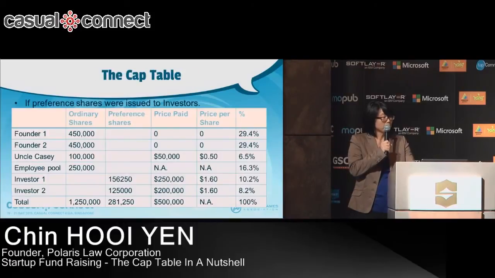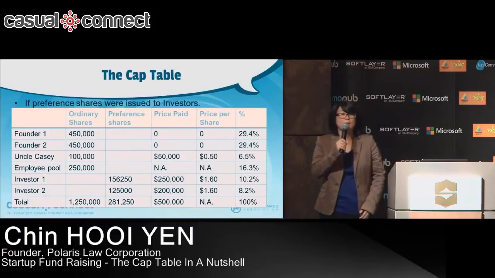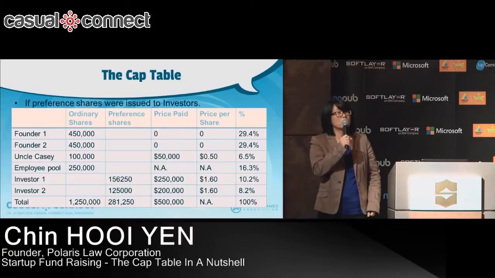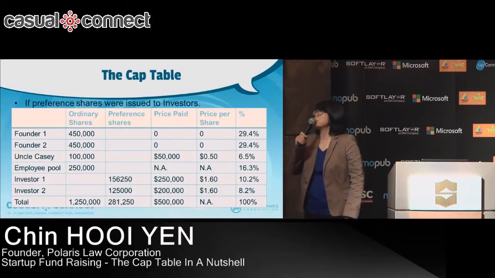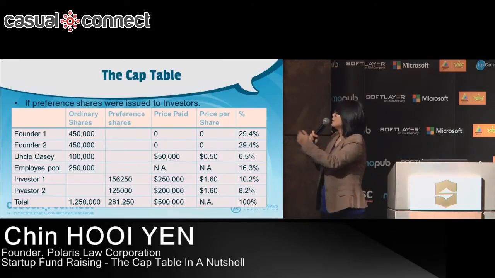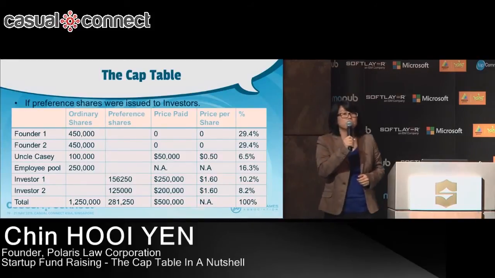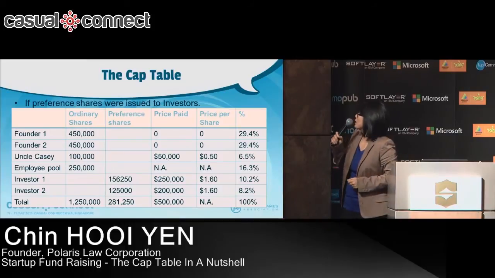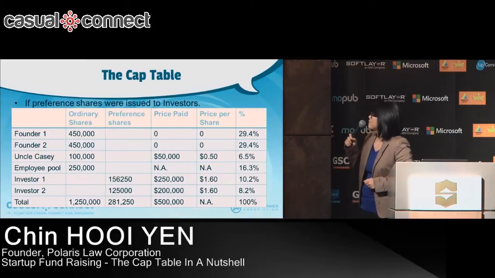So, if preference shares were issued, your cap table might look something like this, where you add a column, and it would say, well, the number of preference shares issued would be that number, and the rest would be ordinary shares. So that was what your cap table might look like then.